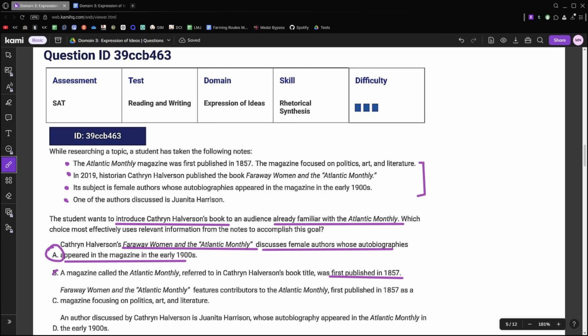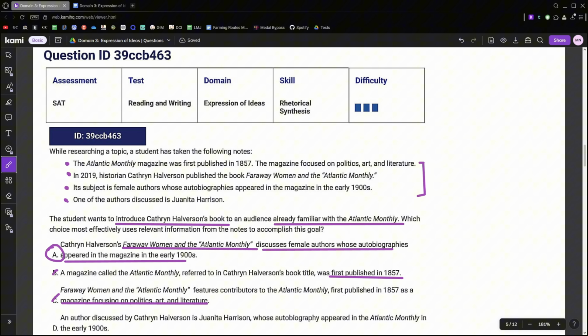Let's look at C. This person's book features contributors to the Atlantic Monthly, first published in 1857 as a magazine focusing on politics, art, and literature. This answer choice fails the second part of the task. It explains what the Atlantic Monthly is about. It's a magazine focusing on all of that. But of course, our audience would already be familiar with that. We don't need to go explaining that to them. That's why C would be wrong.